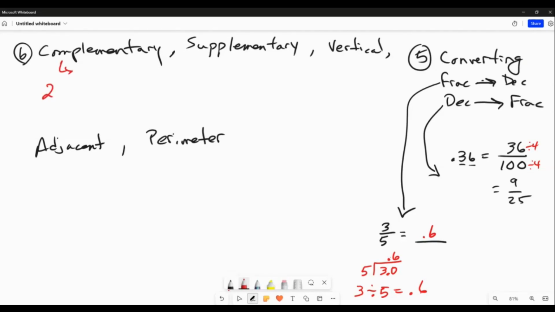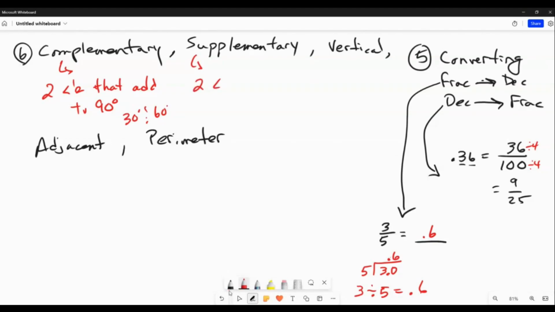Complementary means 2 angles. It has to be 2. It cannot be 3. It cannot be 5. Only 2 angles that add to 90 degrees, like 30 degrees and 60 degrees. Those are complementary.